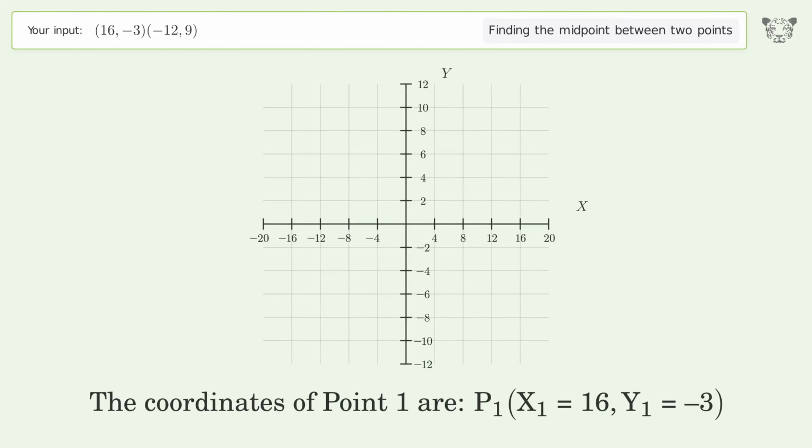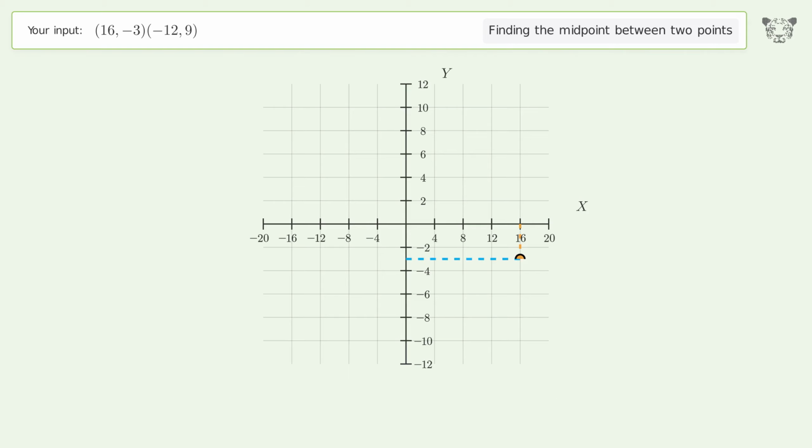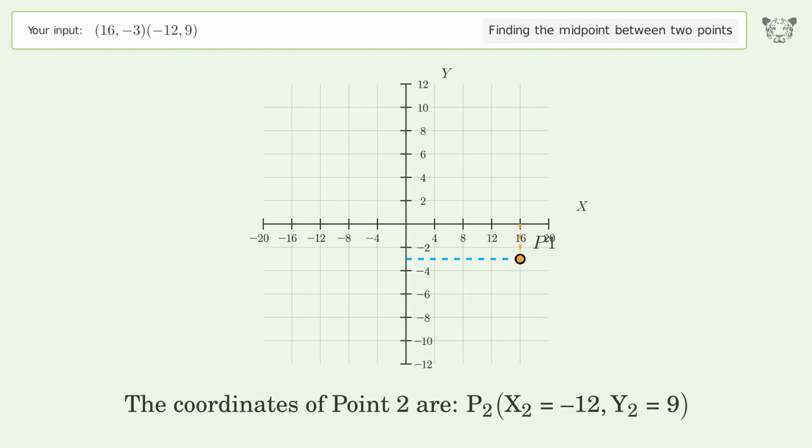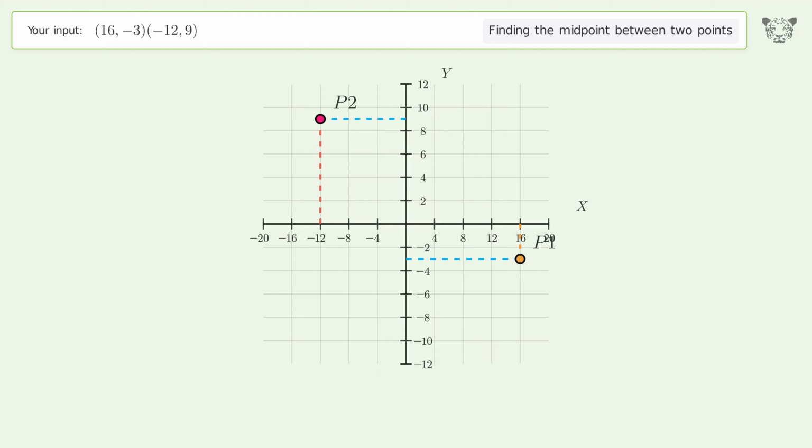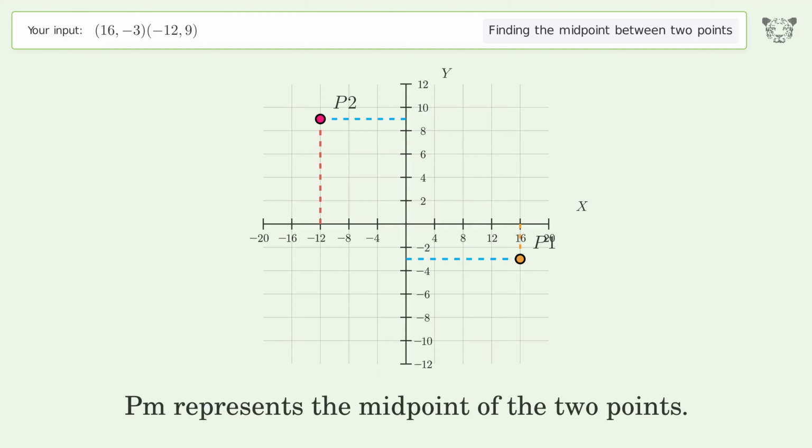The coordinates of point 1 are, x1 equals 16, y1 equals -3. The coordinates of point 2 are, x2 equals -12, y2 equals 9. PM represents the midpoint of the 2 points.